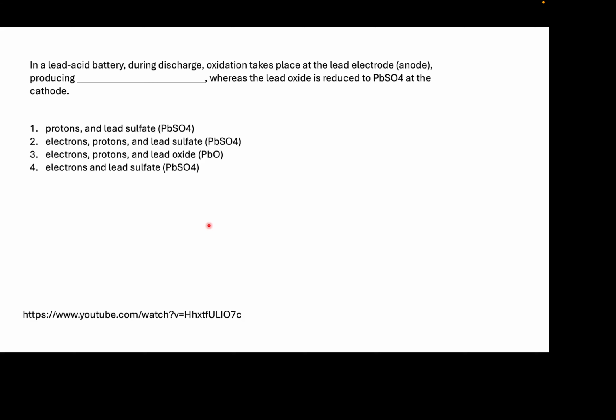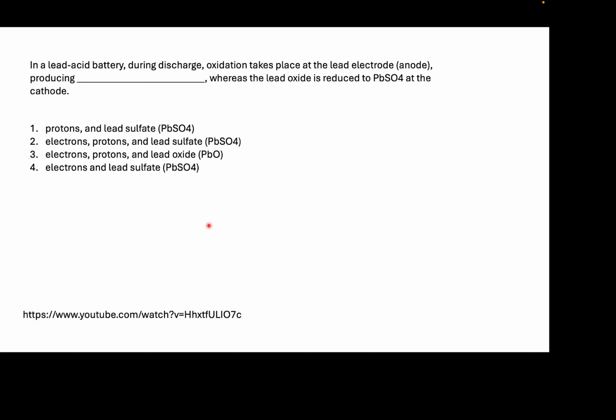in a lead acid battery, during discharge, oxidation takes place at the lead electrode, that is the anode, producing blank, whereas the lead oxide is reduced to PbSO4 at the cathode. So you need to tell me what is the half cell reaction for the lead acid battery, especially for the anode part. Okay, this is what it is asking, right?